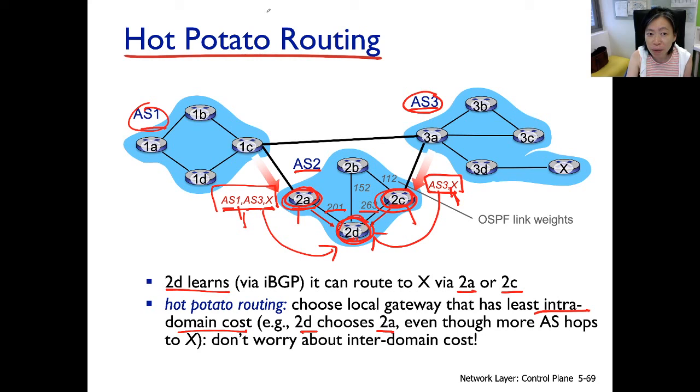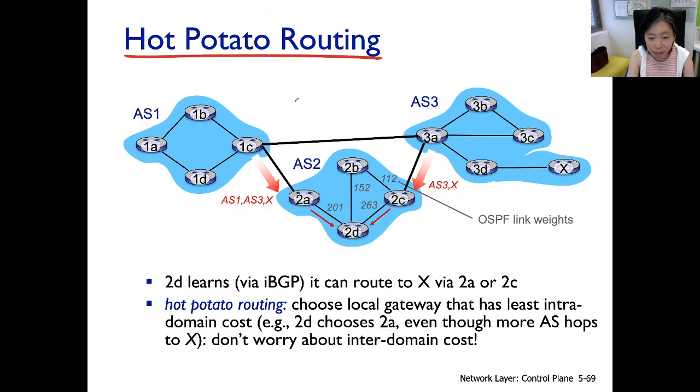This is also very well known as hot potato routing. Allow me to explain. 2D is this guy holding a hot potato. The packets are almost like these hot potatoes, and 2D can't wait to get rid of these packets. So 2D wants to be able to pass the hot potatoes, the packets, as soon as possible. Therefore, it picks this poor guy, 2A, to throw all the hot potatoes over. The distance is shorter.